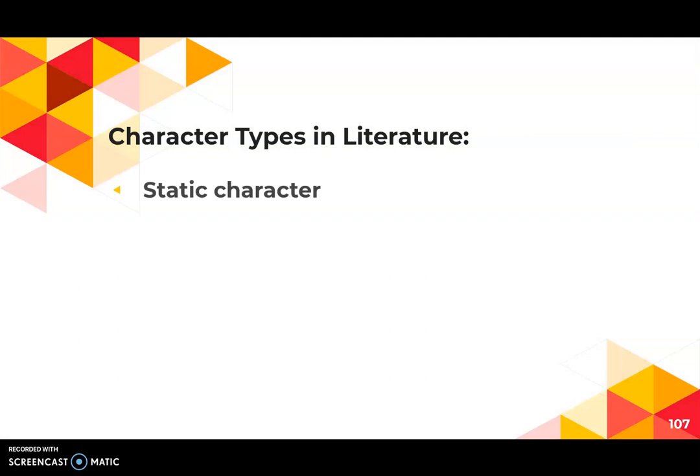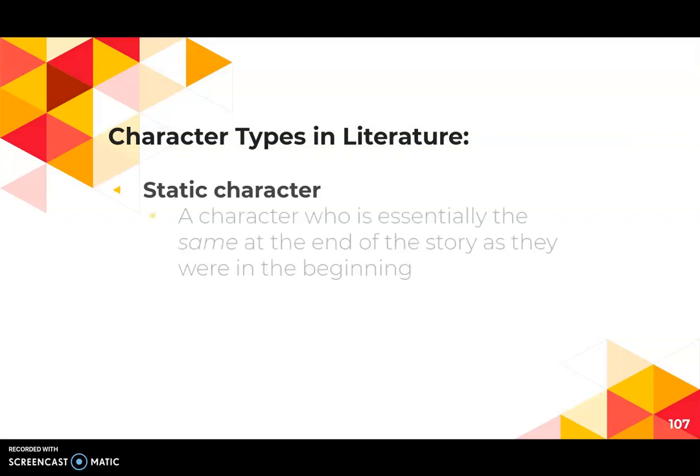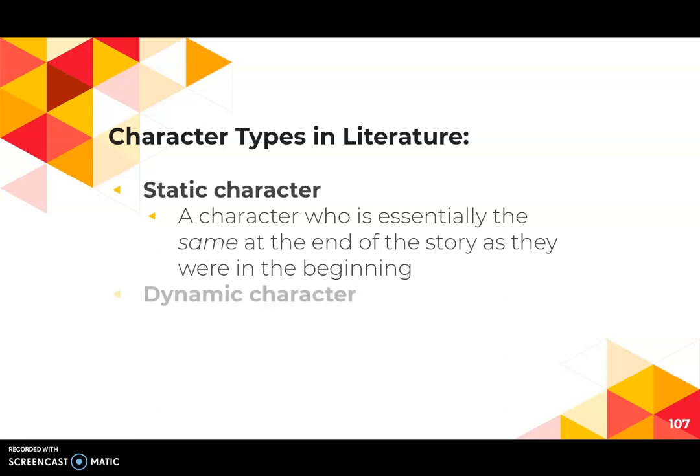There is another way that we can describe characters, and this is as either static or dynamic. A static character is a character who's essentially the same at the end of the story as they were in the beginning. Things have maybe happened to them throughout the book, but the way they respond to them, or the way they view them, or their general outlook on things, or their relationships with other people will be essentially the same at the end as it was in the beginning.